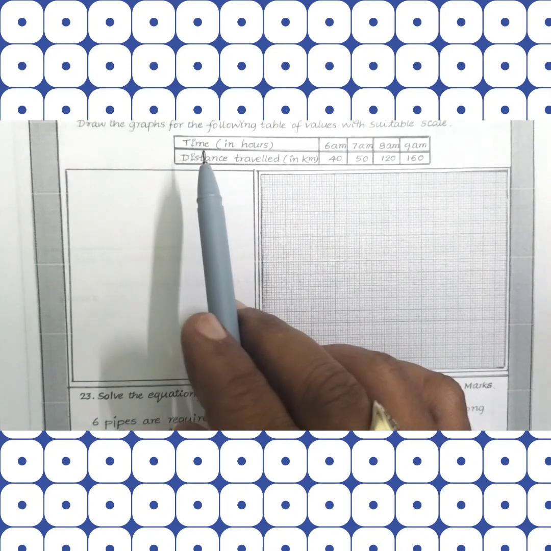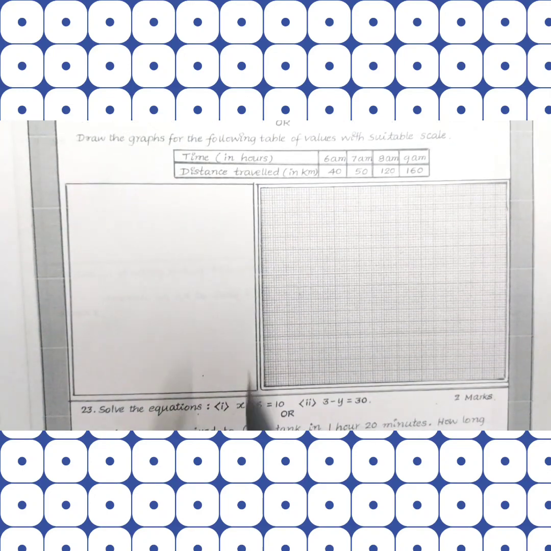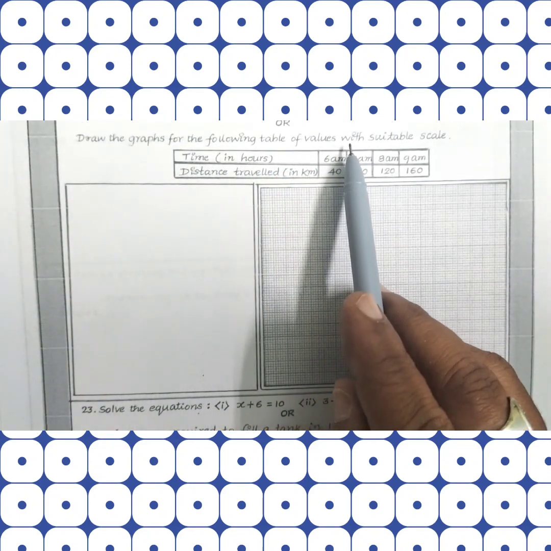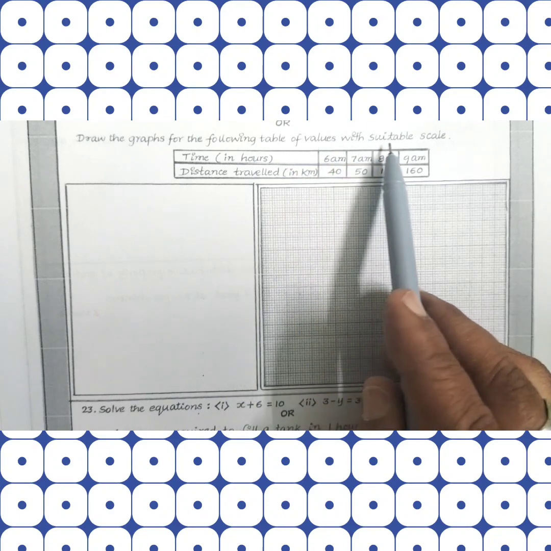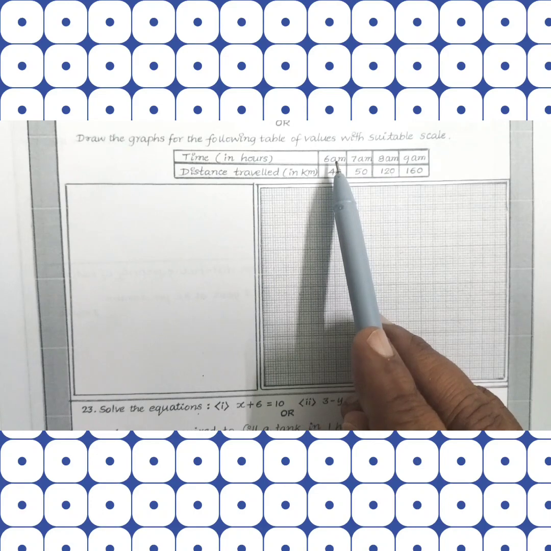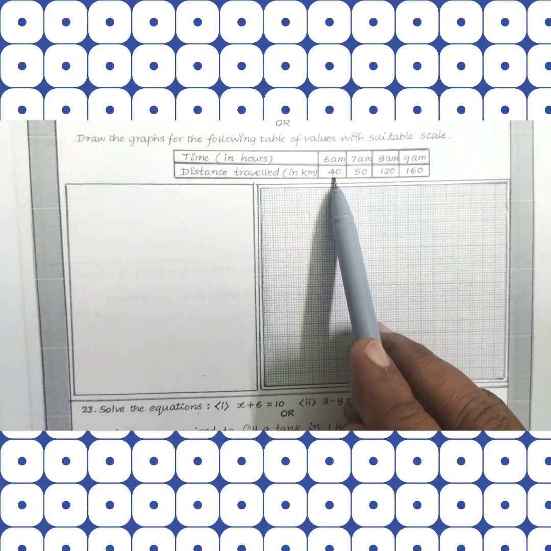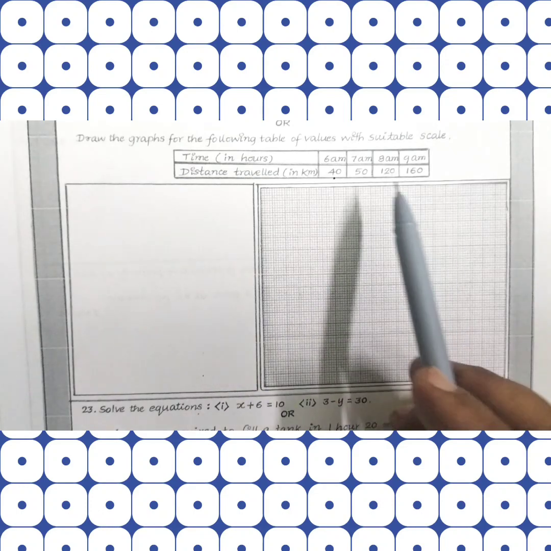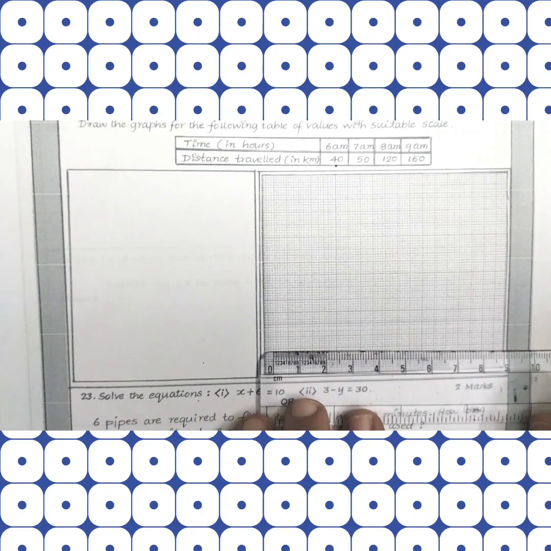Draw the graph for the following table values. Table of values with suitable scale ಅಂತ ಇದೆ. ಸೊ ಇದಕ್ಕೆ ಡ್ರಾ ಮಾಡೋಣ. ಸೊ ಅಲ್ಲೇನು ಕೊಟ್ಟಿದ್ದಾನೆ, 6 AM 40 ಕಿಲೋಮೀಟರ್. ಸೊ ಎಕ್ಸ್ ಆಕ್ಸಿಸಲ್ಲಿ ನಾವು ಟೈಮಿಂಗ್ಸ್ ಹಾಕೋಣ, ವೈ ಆಕ್ಸಿಸಲ್ಲಿ ಡಿಸ್ಟೆನ್ಸ್ ಹಾಕೋಣ. ಸೊ ನಾವು ಲೆಟ್ ಅಸ್ ಫಸ್ಟ್ ಯು ಡ್ರಾ ಎಕ್ಸ್ ಆಕ್ಸಿಸ್ನ ಡ್ರಾ ಮಾಡ್ಕೊಳ್ಳಿ.